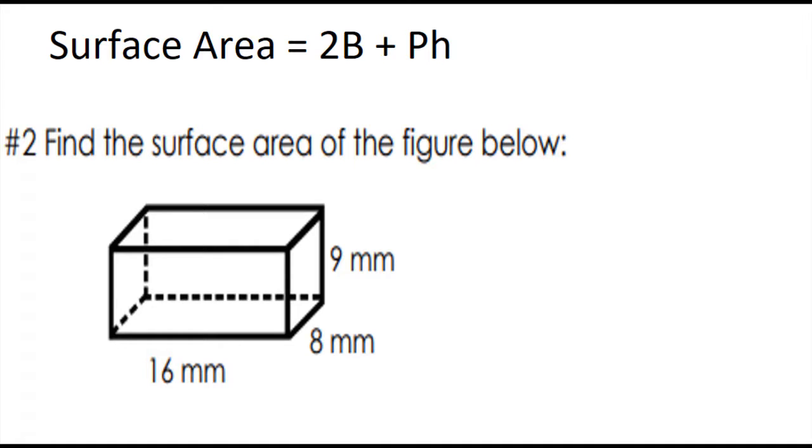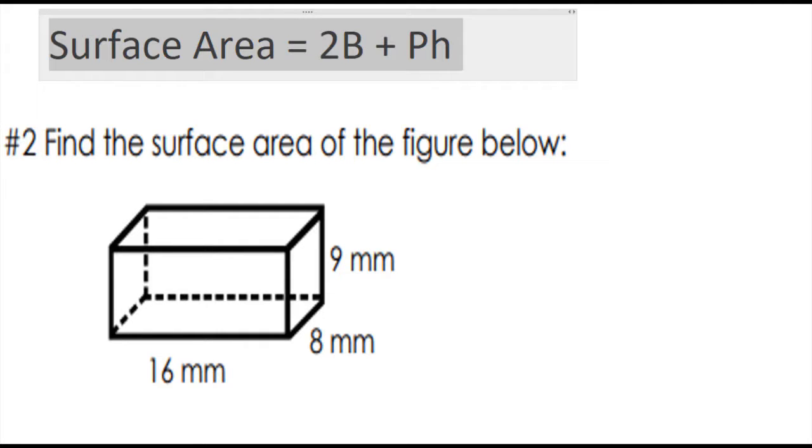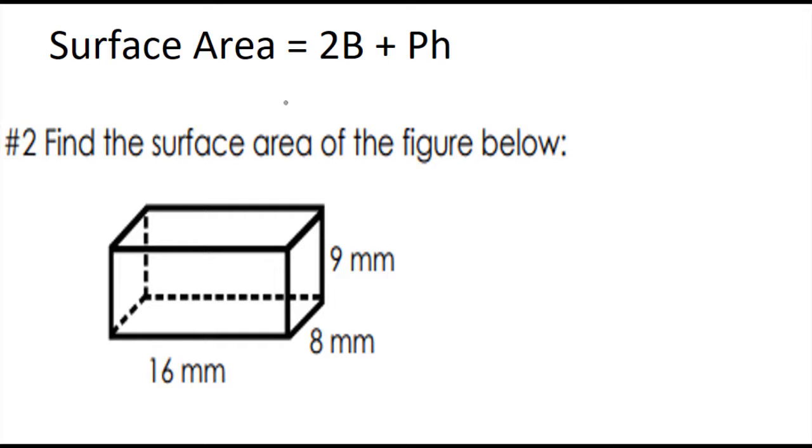When we look at this problem, we look at our equation once again. Surface area here is 2B plus PH. So let's start with first things first. Let's write the 2. We know that's not going to change. Now we need to find the B, big B, the area of the base.